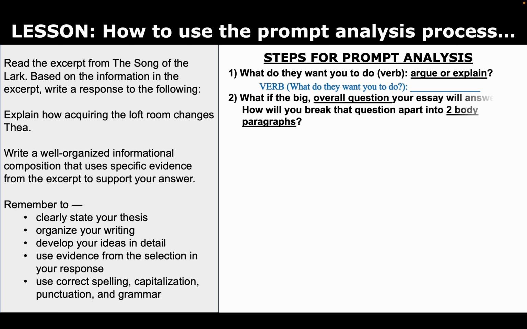Once we know what they want us to do, we're going to say what is the big overall question your essay will answer, and how will you break that question apart into 2 body paragraphs. So we've got to look back at the prompt. It says, explain how acquiring the loft room changes Thea. So what is the big overall question? How am I going to break that down into body paragraph 1 and body paragraph 2?